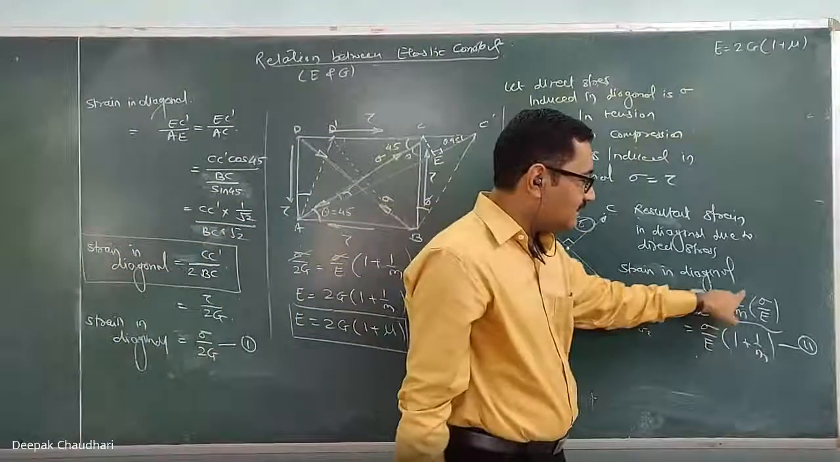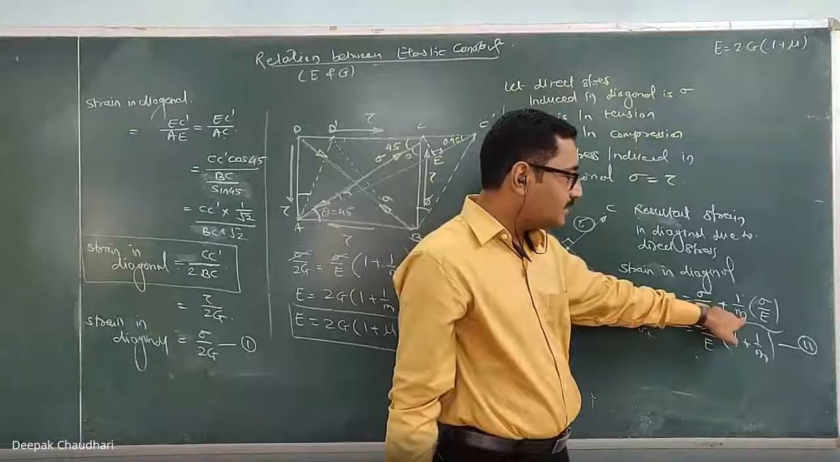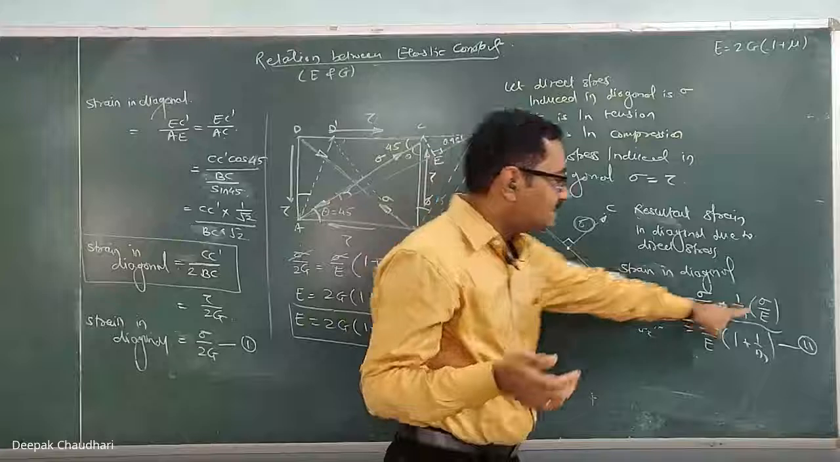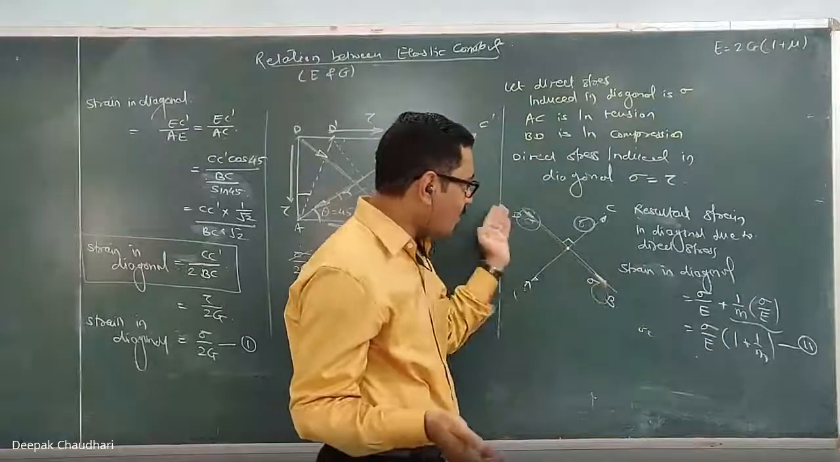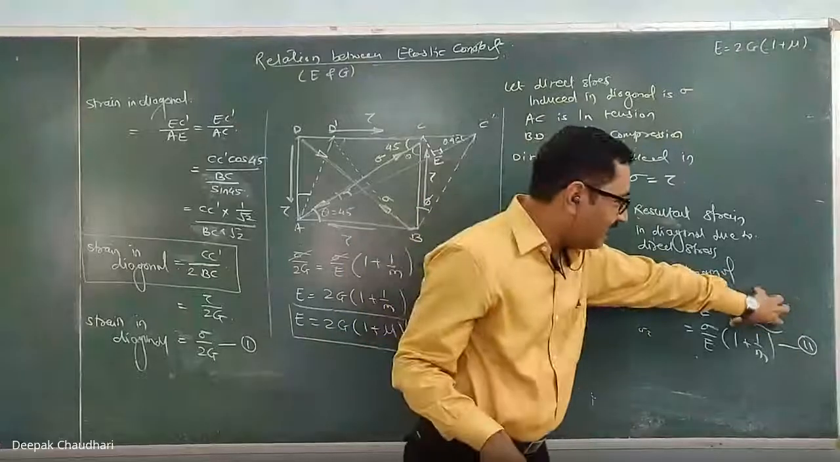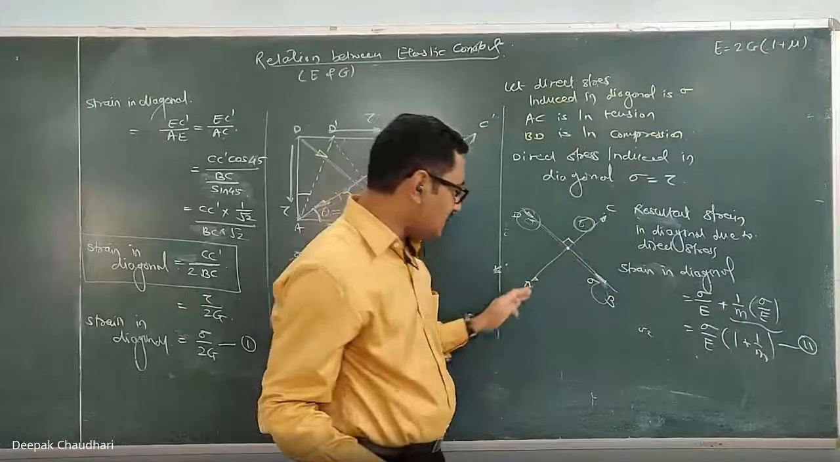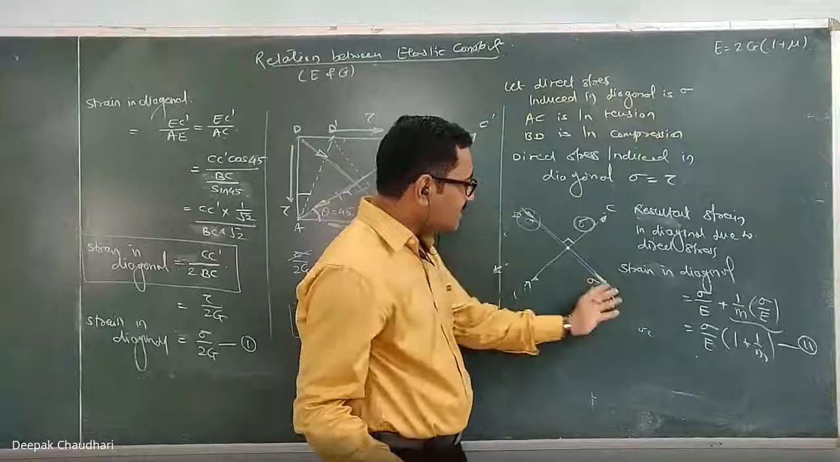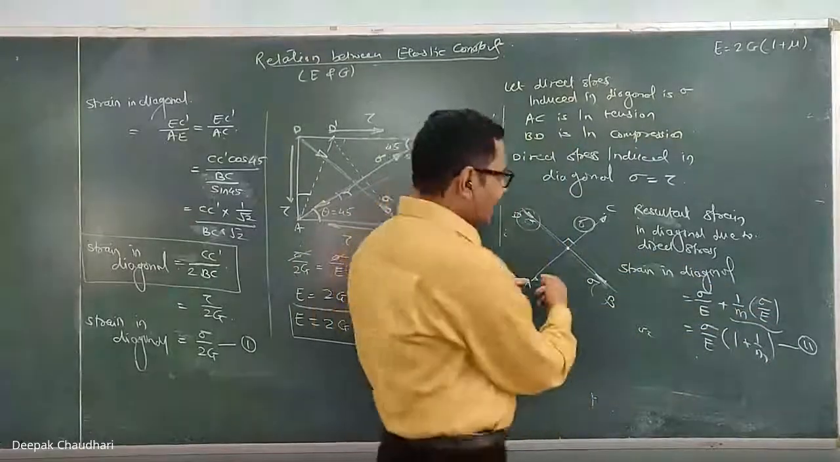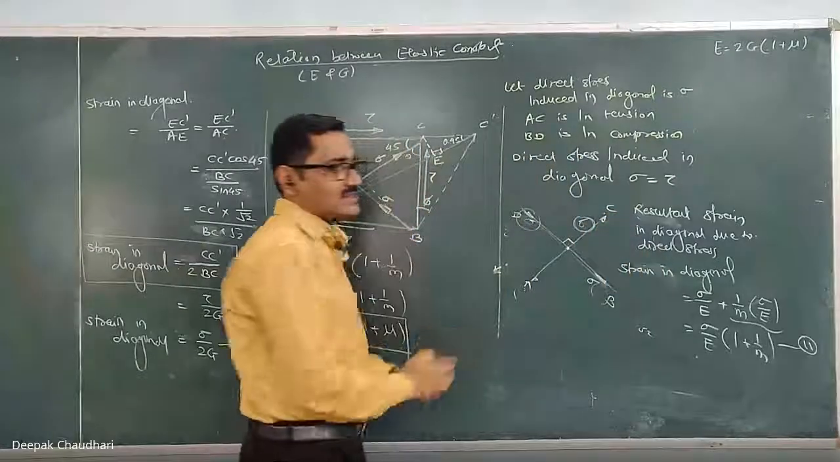So it is 1 upon m, that is mu, Poisson's ratio, into the linear strain, which is sigma upon E. This is the linear strain in this direction along BD, and if you multiply it by Poisson's ratio, you get the lateral strain. This is the lateral strain along AC because of the stress acting along BD. So this is the resultant strain in diagonal AC because of the direct stresses.